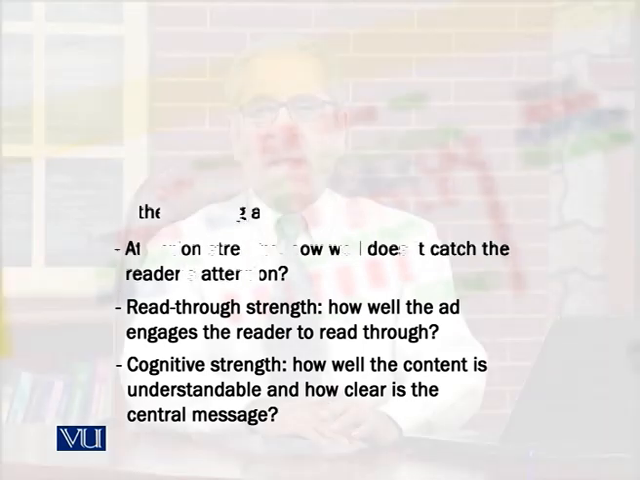The next dimension that we like to test our copy on is what we call cognitive strength. Cognition basically is the understanding, and therefore this test essentially tells us to what extent the message is understandable. The objective, of course, is to make the message as clear as possible so that it could be understood by any of the members of the audience.